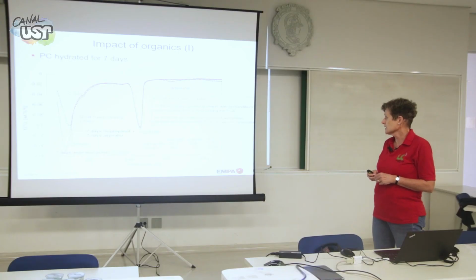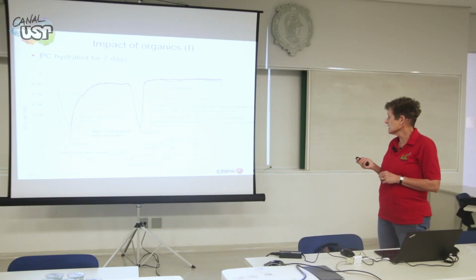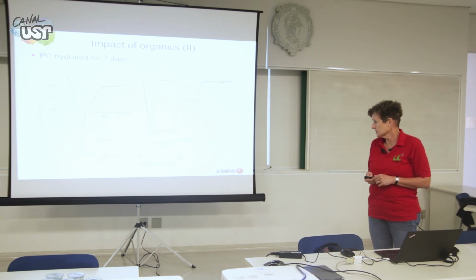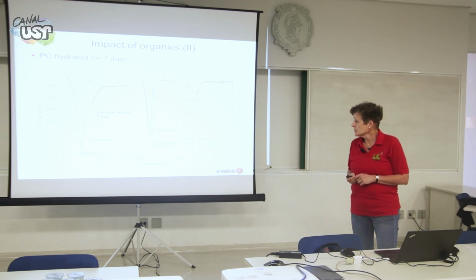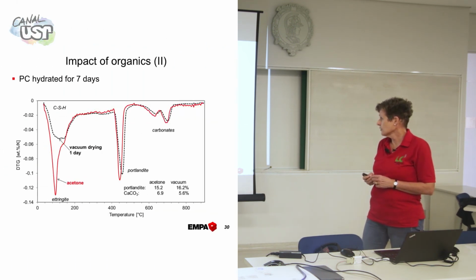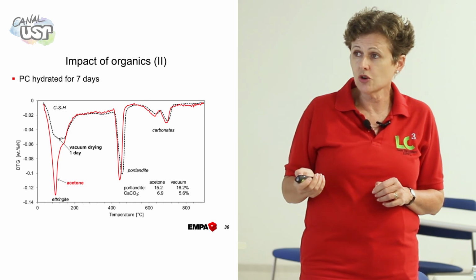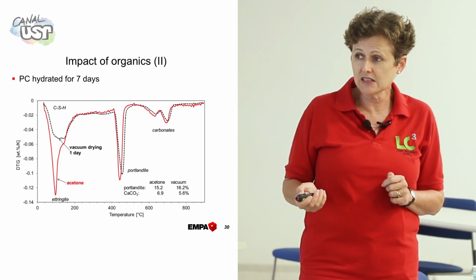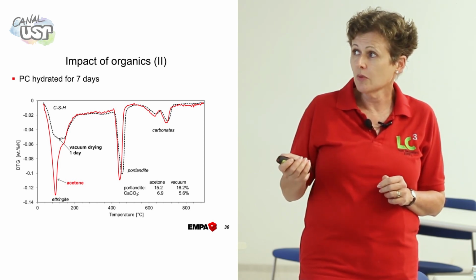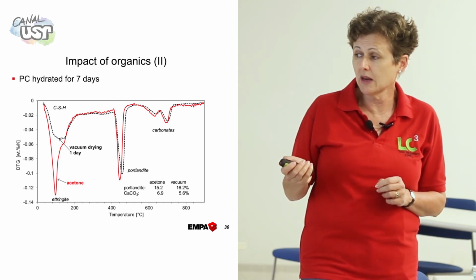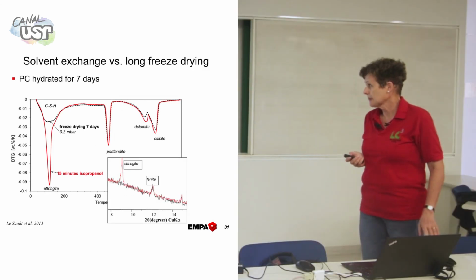And the other problem to be aware of is that if you have organics, coming from additives like superplasticizers, these can oxidize, and these can give you this extra peak here from the carbonation. So this is another example of the impact of the organics. This is the acetone drying, which is the good condition. This is the vacuum drying. So the acetone drying is better here for preserving the ettringite, but it gives you a problem with the amount of carbonates you determine up here.